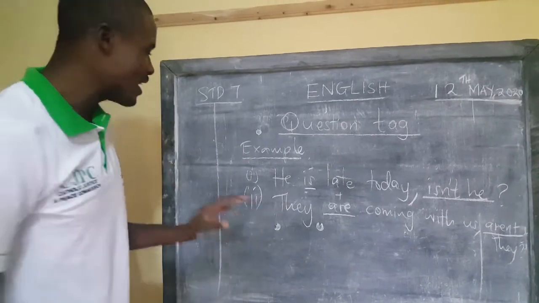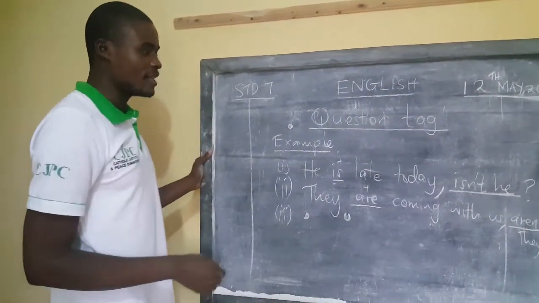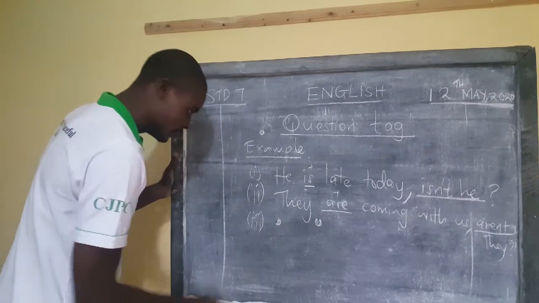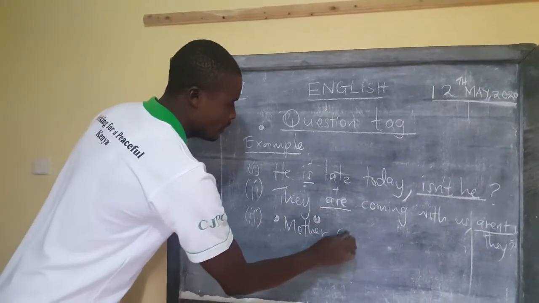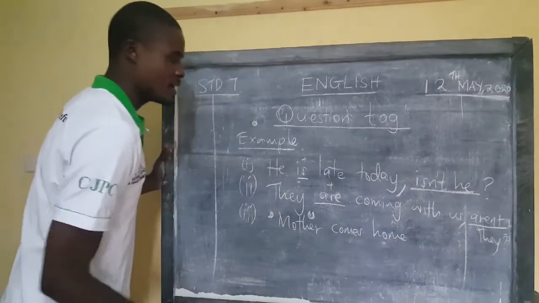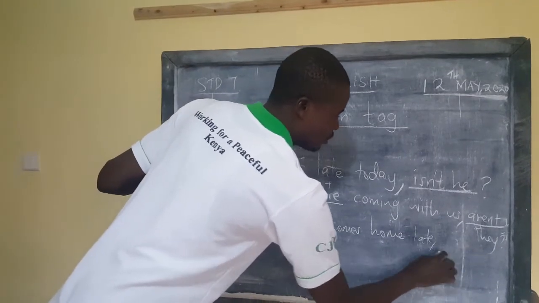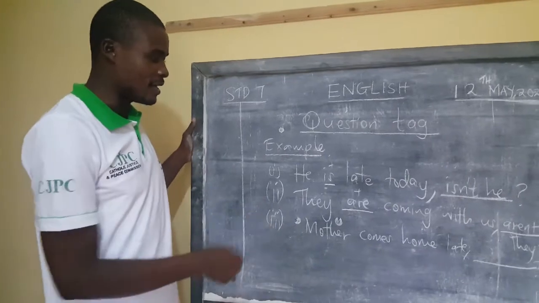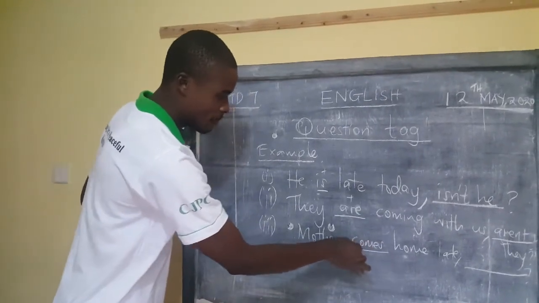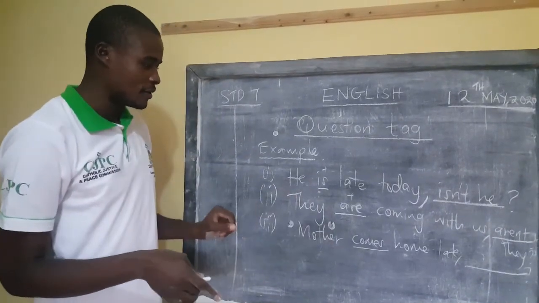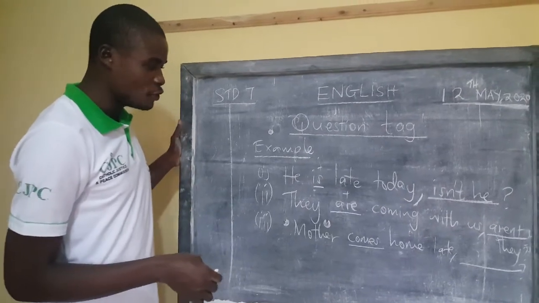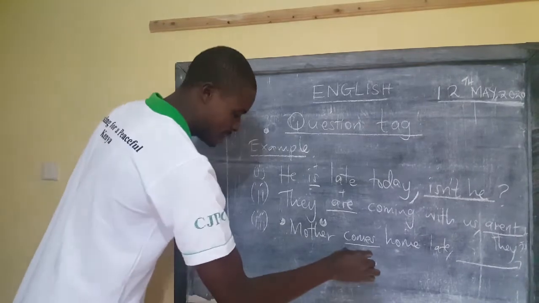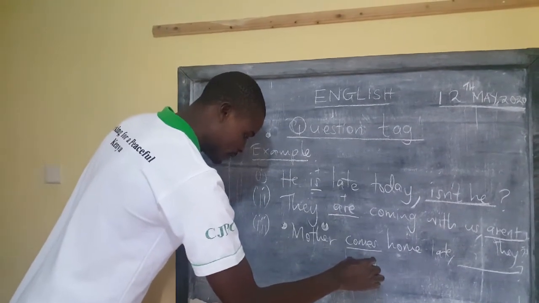So much for that. Certain times we have sentences that have no helping verbs. In that case, you can get one like: mother comes home late. And you're told to give a question tag. If you realize, this sentence here has no helping verb. So when there is no helping verb in a sentence, you realize that this is our verb and it has no helping verb like is or are. So what do we do in that case, learner? We need to use the correct form of the verb to do.